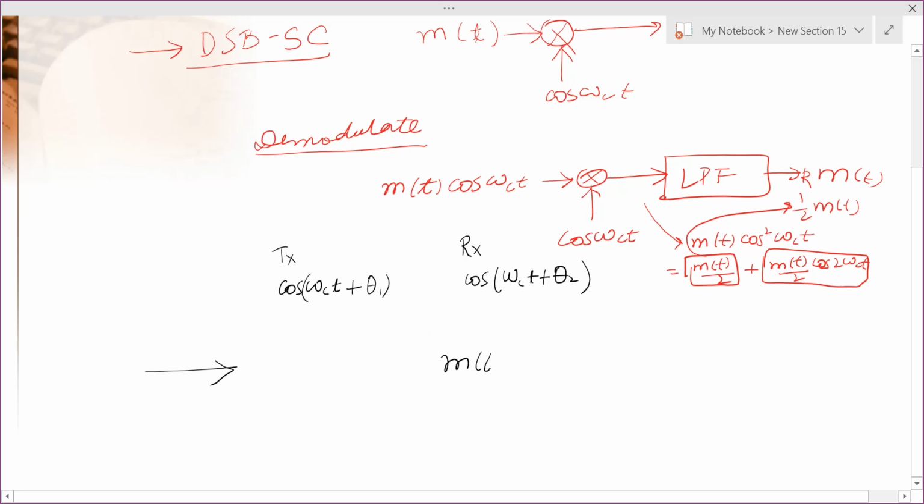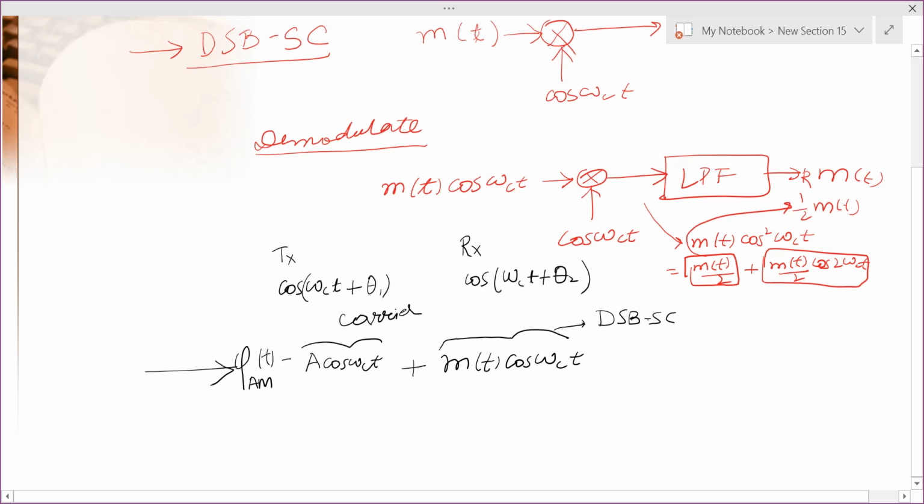So this is m of t cos omega ct. Okay, so this is your modulated signal. What you do is you add a carrier signal to it, A cos omega ct. So this part is your DSBSC, double sideband suppressed carrier. There is no carrier, but this is the carrier part. And this is actually called an AM signal, amplitude modulation. We will see the miracle of adding this carrier later on.